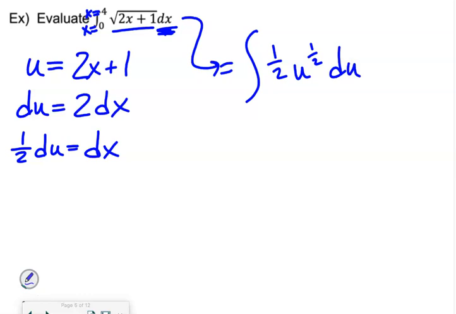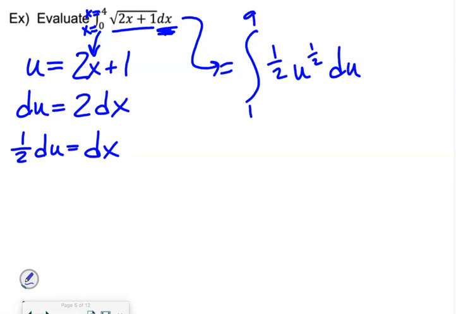For some reason, some students just don't like doing this. It literally takes 4 seconds. It's so fast and so easy. How do you change your x's to u's? You literally plug the 0 in for x and find what is u. So if x is 0, u is 1. If x is 4, what's u? 9. Does everyone understand how people are getting 9? You plug a 4 in for x, and you find your u.